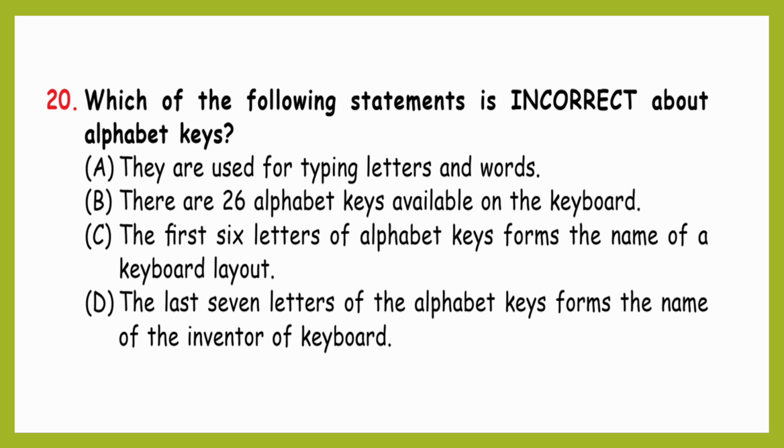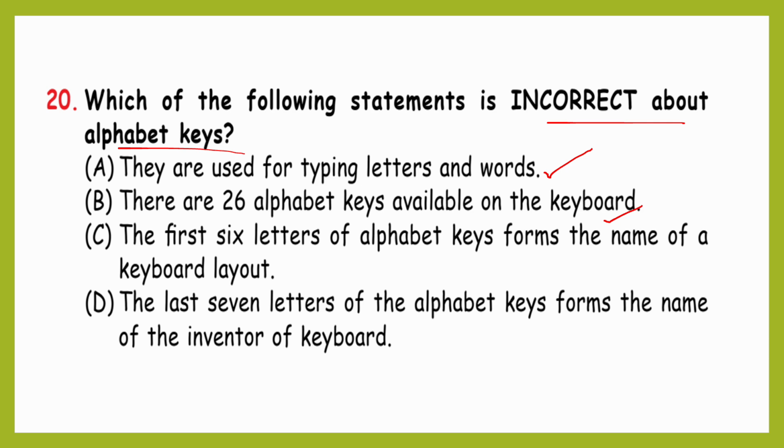Which of the following statements is incorrect about alphabet keys? Option A, they are used for typing letters and words. Is it correct? Yes, they are used for typing letters and words. Then there are 26 alphabet keys available on the keyboard. That statement is also correct. There are 26 alphabet keys.